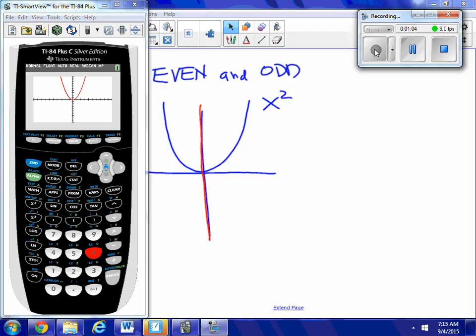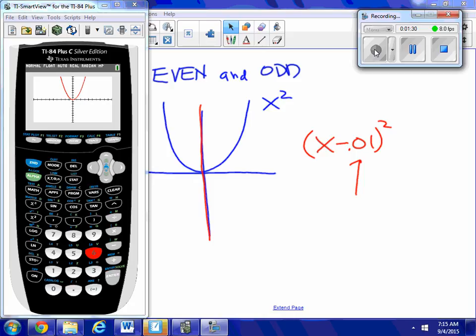Now you can see that it has changed from blue to red. But actually what I did was I made the function different. I changed the function to (x minus 0.01) squared. So we shifted it to the right by 0.01, but it looks exactly the same. So sometimes you cannot rely on your calculator.